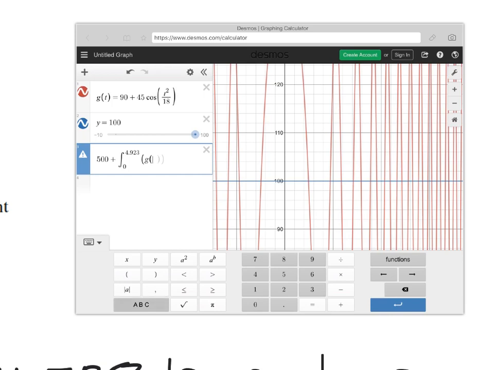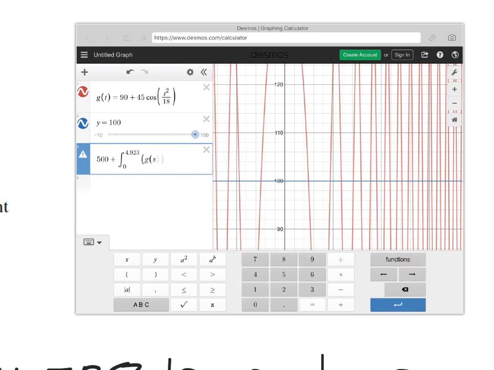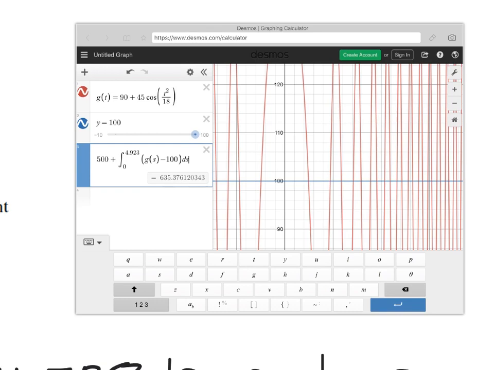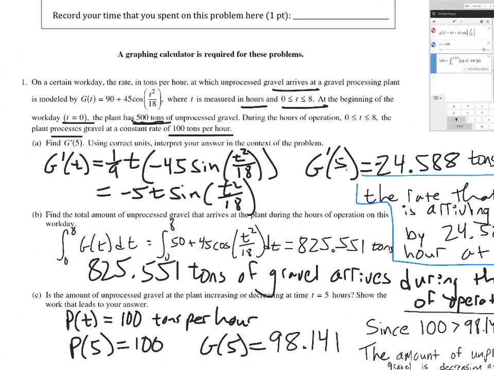of t, we can use s or t as long as you do the same in your variable of integration. So minus 100. So we're going to compute that in Desmos, or your TI-83 or your TI Inspire will do that. So 635.376, 635.